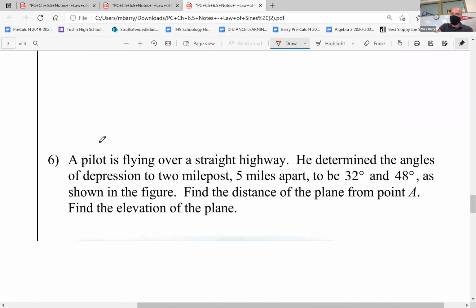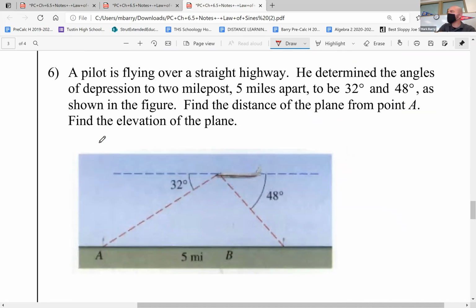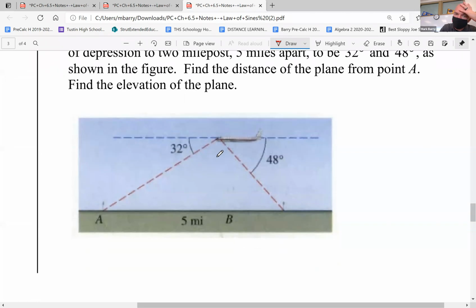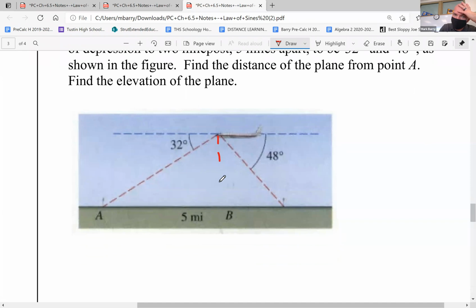All right, let's do one more. So we got a pilot here. He's flying over a highway. You got 2 mileposts that are 5 miles apart. He's got his angle of depression to each one of them, and they want to know the elevation of the plane, okay? So the elevation is like a vertical distance right here, perpendicular to the ground.